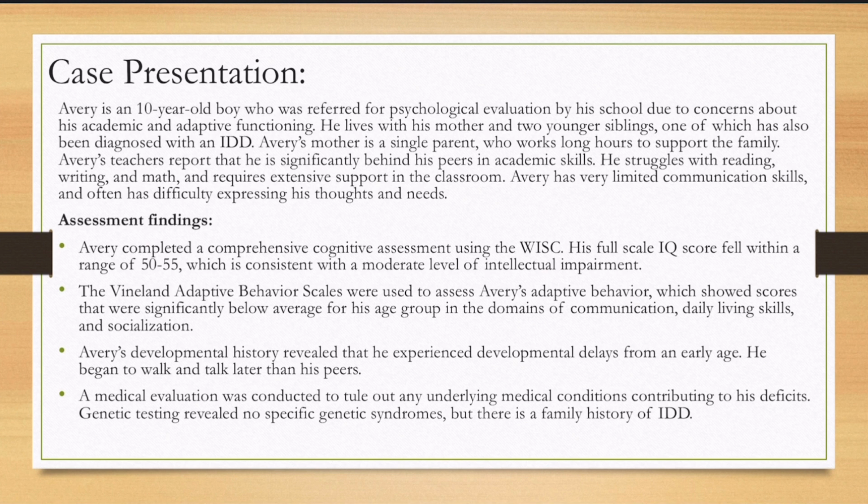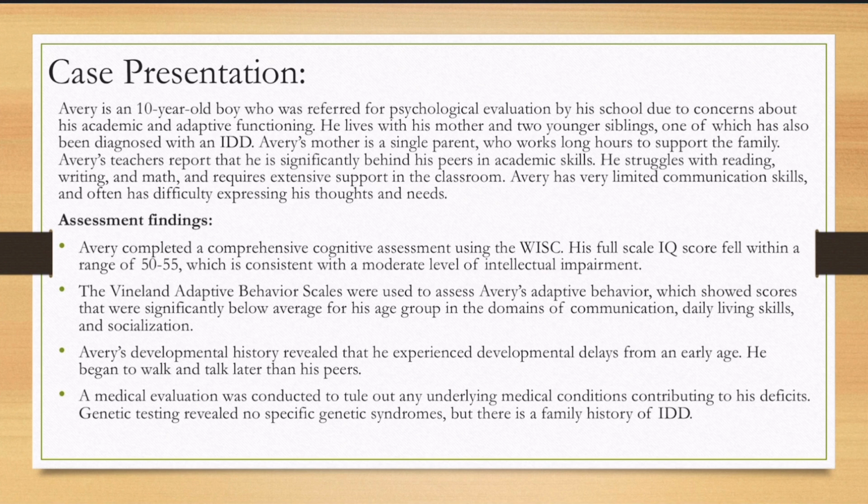But his teachers have noticed that he has been behind in his academic skills specific to reading, writing, and math, and that he requires extensive support in the classroom. He has very limited communication skills and often has difficulty expressing his thoughts and needs. We went ahead and did an IQ test for this individual using the WISC, and his score was in a range of 50 to 55, which is consistent with intellectual impairment at a moderate level.